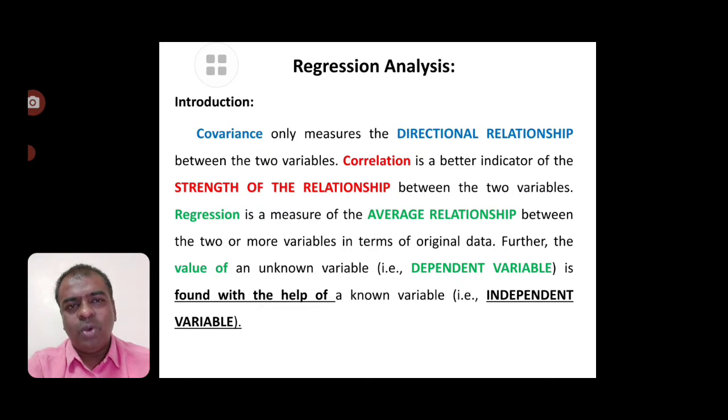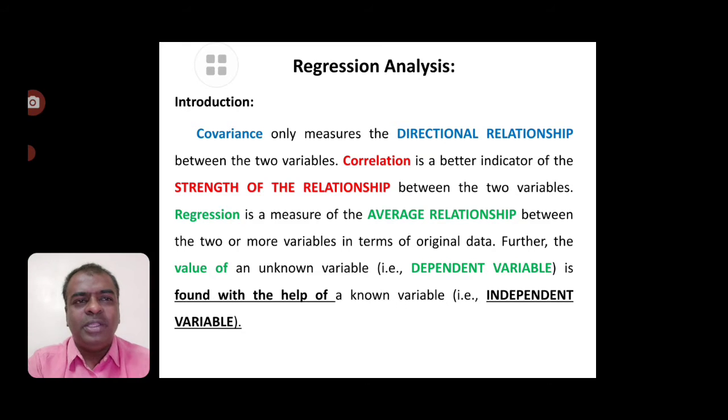A step further is correlation. It's a better indicator of the relationship between the variables because it focuses on the strength of the relationship. In other words, it gives a mathematical figure to the relationship. We had seen three different methods: scatter diagram, Karl Pearson's correlation, and Spearman's rank correlation. Scatter diagram again was only a directional relationship, whereas Karl Pearson's coefficient of correlation gave a specific mathematical value to this relationship. This mathematical value strengthens the relationship between the variables. Therefore, correlation is a better indicator of the strength of the relationship.